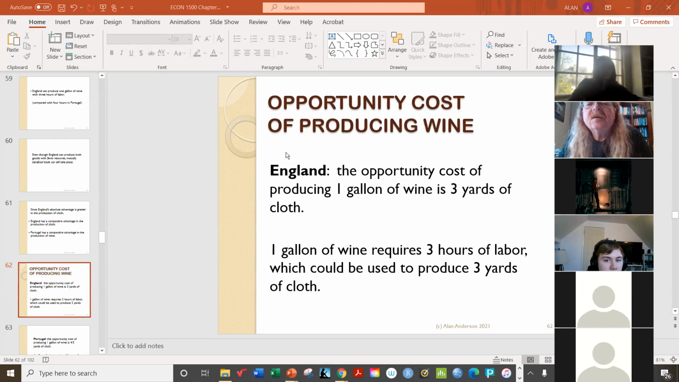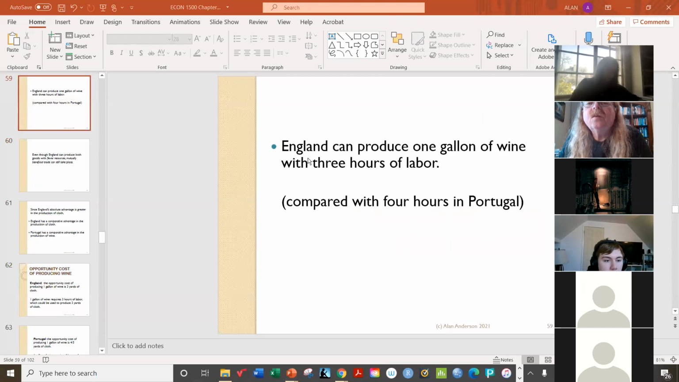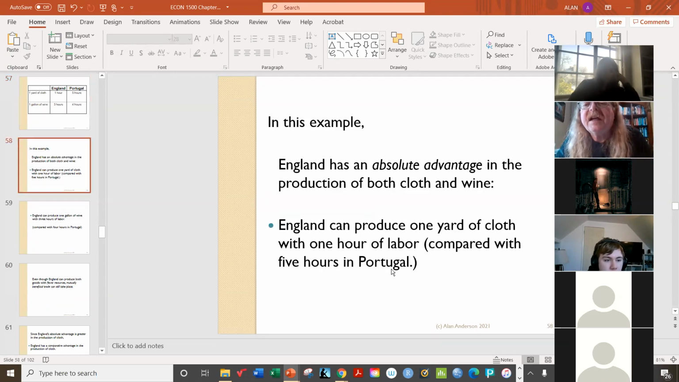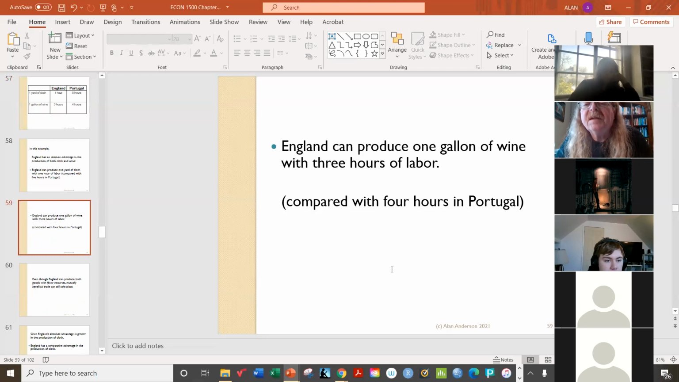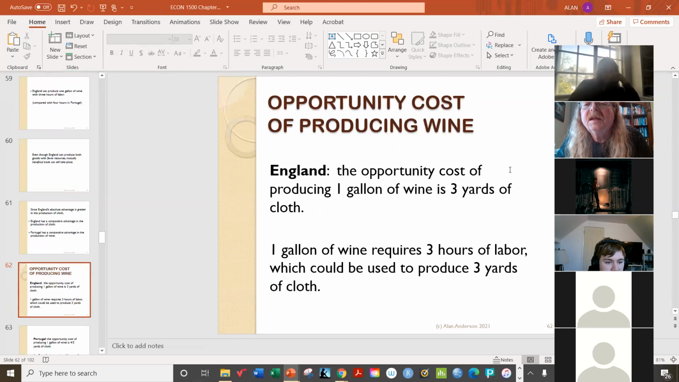Well, we have to think about it in terms of labor. So making a gallon of wine sucks up 3 hours of labor, which could have been used to make 3 hours of cloth. So that's pretty painful. So they're saying that in England, each 1 gallon of wine they're making prevents them from making 3 hours of cloth. So therefore, the opportunity cost of each gallon of wine must be 3 yards of cloth. All right.